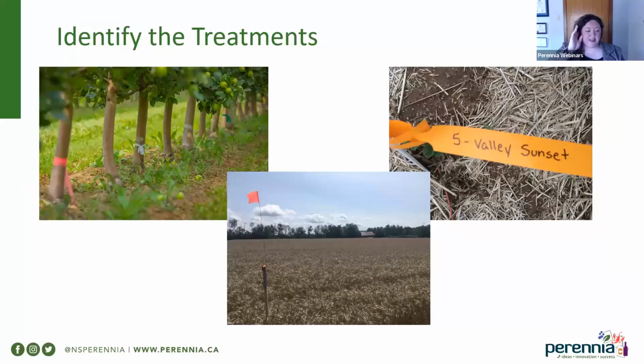Yeah, so identifying the treatments, there's a lot of different ways to do that, and it all depends on what kind of crop you're in. So it could be flagging tape wrapped around the trunk of a tree, or little stakes and labels that you put right in the ground, or the middle picture, you can see here, it was a stake, and then we put an extra flag on top of it just to make it a little bit more visible. And this was actually right at harvest time, so that was kind of a marker for the combine driver to aim for.